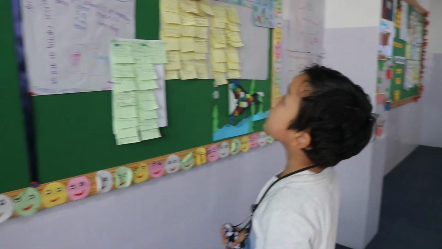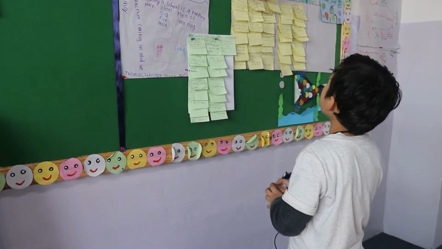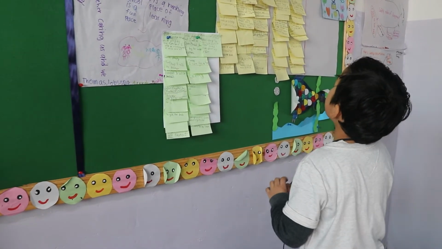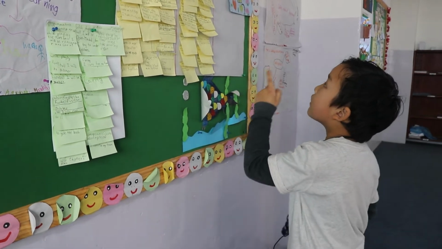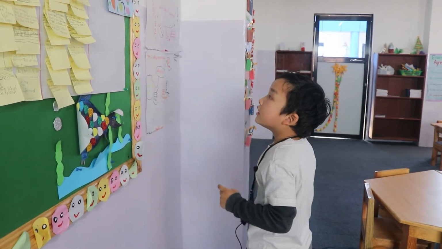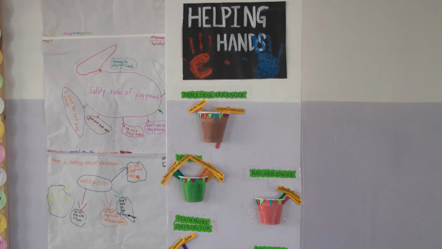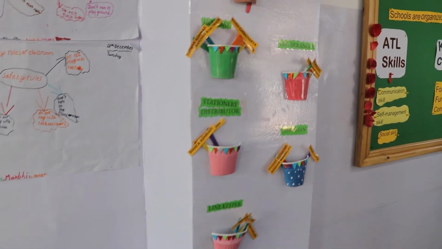This is the KWL chart. There are 3 things included in the KWL chart: what I know, what I wonder, what I learn. This is the helping hands. We choose our choices in the class.